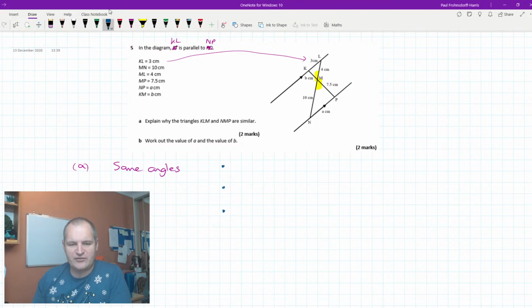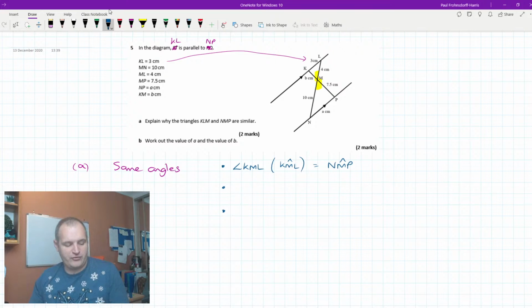So we call that angle KML. Also, you could have written KML with a little hat in the middle. They both mean the same thing. Is equal to NMP, or the angle notation. It's probably best if I'm consistent. The angle NMP, because, and you must say your reasons, because they are opposite angles.